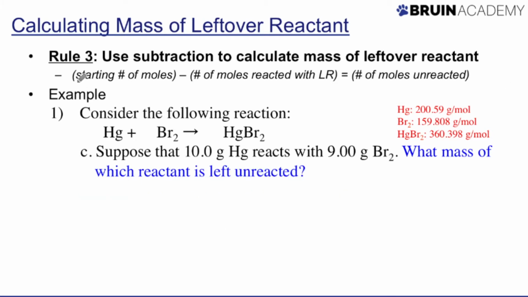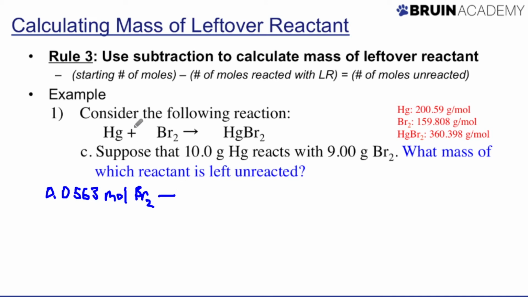Okay, so let's try the last part. So what if they ask you for the mass of the leftover reactant, which in this case is Br2? How do you do that? Well, all you have to use is subtraction, right? Your starting number of moles of the excess reactant minus how much reacted with the LR, the limiting reagent, is how much is left over, all right? So if you remember from part A, we started with, when we converted from grams of Hg to moles and grams of Br2 to moles, we found that we had 0.0563 moles of Br2. So this is our excess reactant, the reactant that's going to have something left over.